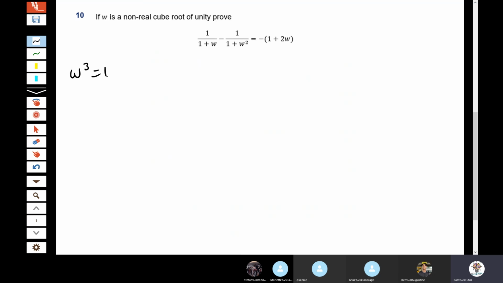ω cubed is equal to 1. All right. Well, what do we know again? Straight away, give me some things that you know. Sir, I didn't hear you. I was just thinking of a common denominator. Common denominator for here? Yeah, fair enough. Let's do that.